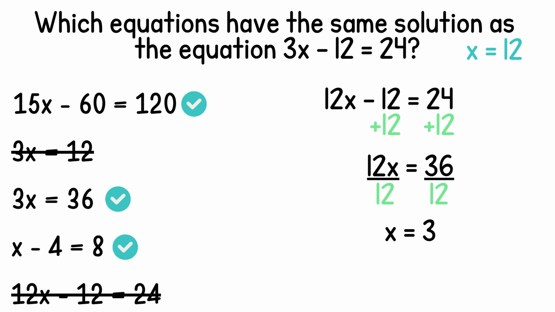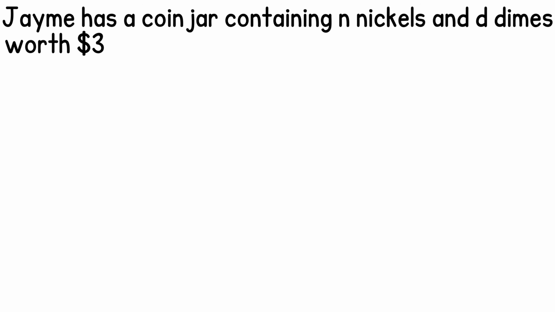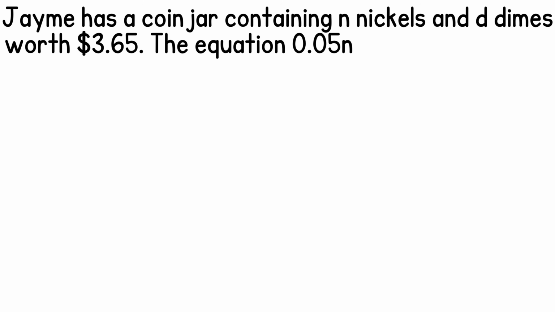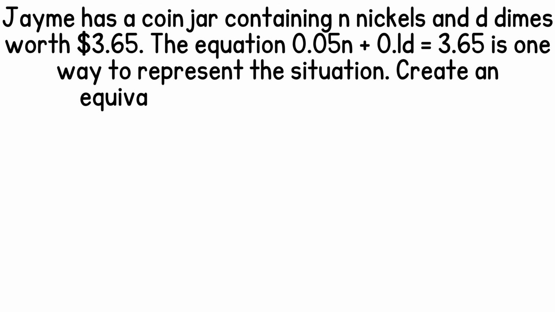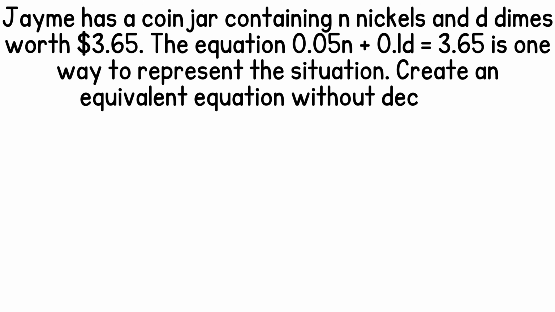Let's look at one more example. Jamie has a coin jar containing N nickels and D dimes worth $3.65. The equation 0.5N plus 0.1D equals 3.65 is one way to represent this situation. Let's create an equivalent equation without decimals.